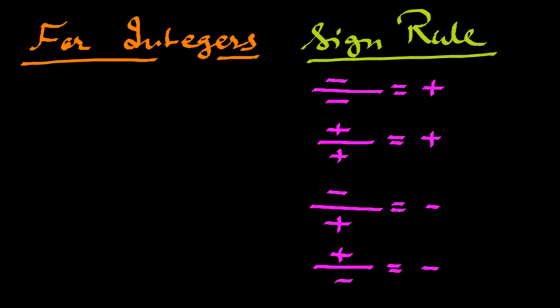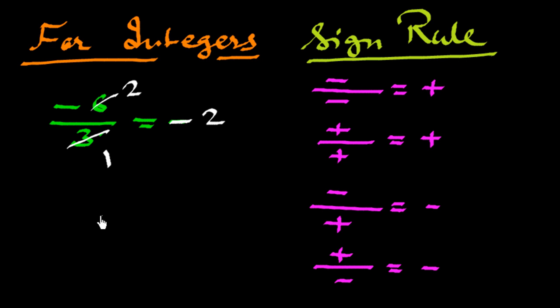If we have to divide a number like minus 6 divided by 3, the signs are opposite, there is a negative sign and a positive sign, so we get the negative sign in the result. 3 one times and 3 two times, it is minus 2.